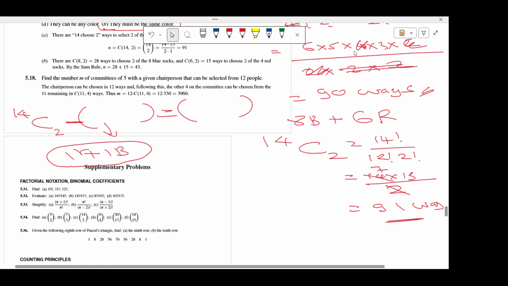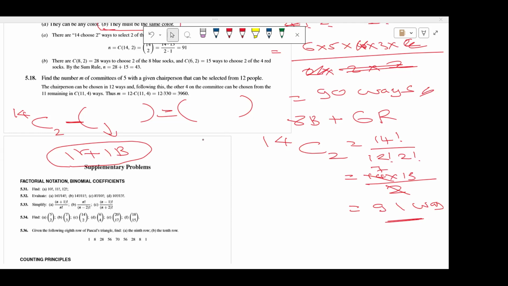To take the socks, we already know that if we have 14 socks and select two socks, we have 91 ways of selecting these two socks. Among these 91 ways, we need to subtract the one red color and one blue color options, right?